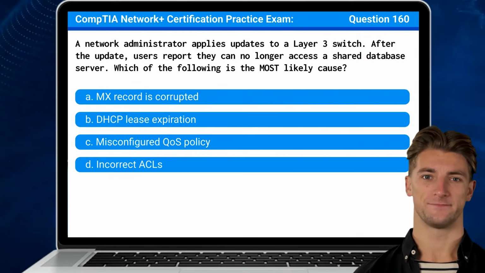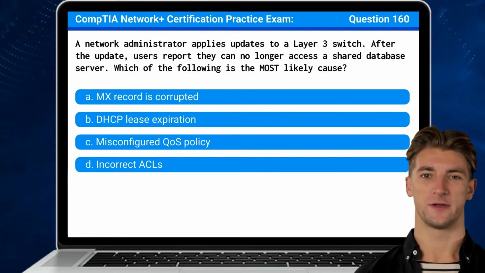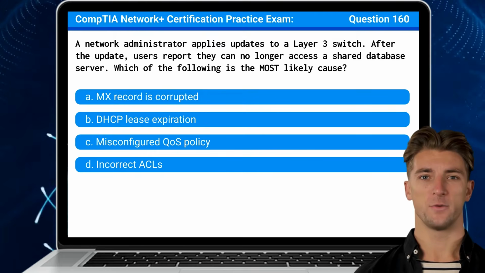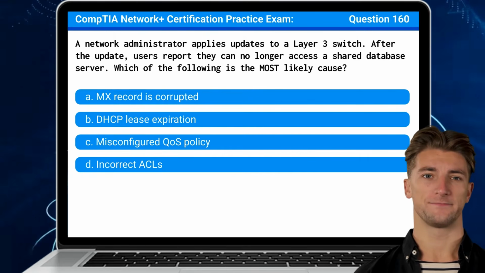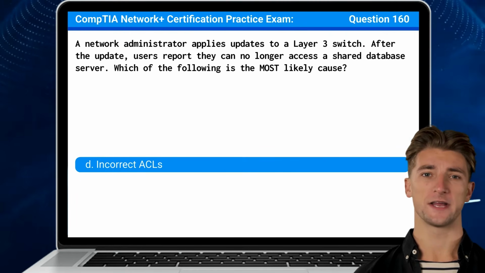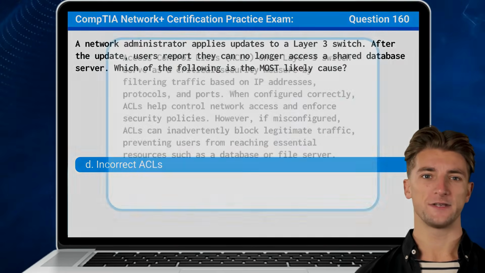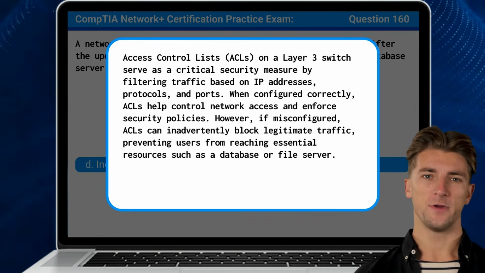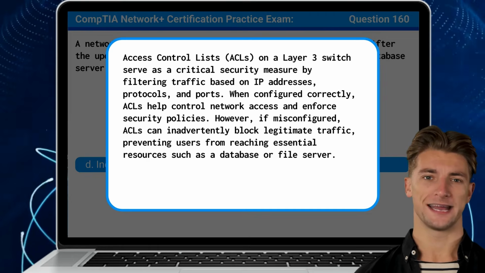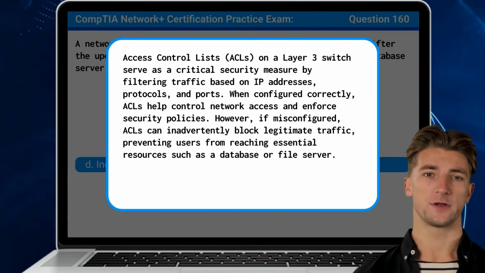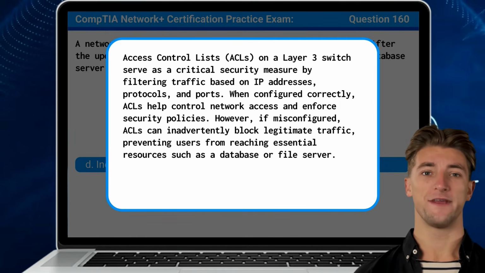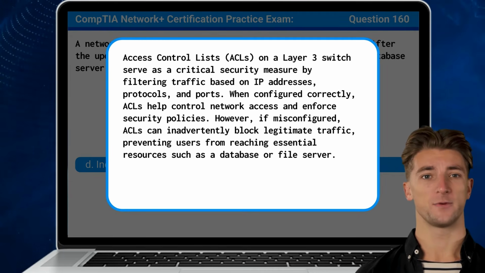Question 160. A network administrator applies updates to a Layer 3 switch. After the update, users report they can no longer access a shared database server. Which of the following is the most likely cause? The answer is D. Incorrect ACLs. Access control lists on a Layer 3 switch serve as a critical security measure by filtering traffic based on IP addresses, protocols, and ports. When configured correctly, ACLs help control network access and enforce security policies. However, if misconfigured, ACLs can inadvertently block legitimate traffic, preventing users from reaching essential resources such as a database or file server.